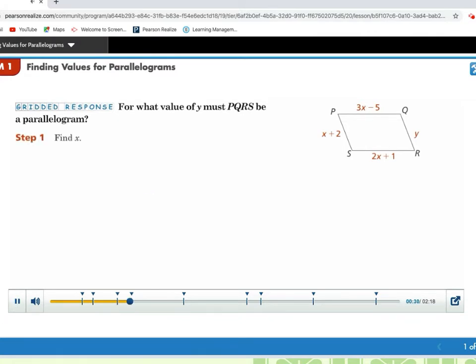Step 1. Find x. If both pairs of opposite sides of a quadrilateral are congruent, then the quadrilateral is a parallelogram. So, for PQRS to be a parallelogram, the length of segment PQ must equal the length of segment SR.